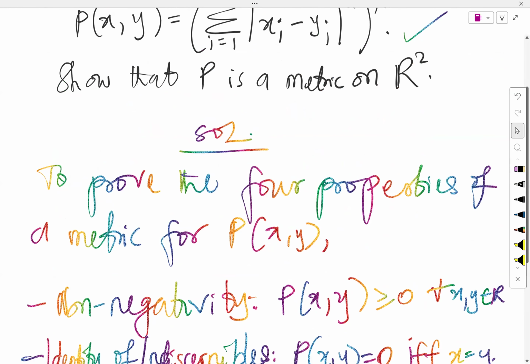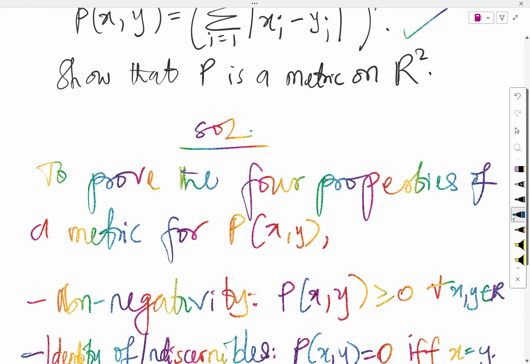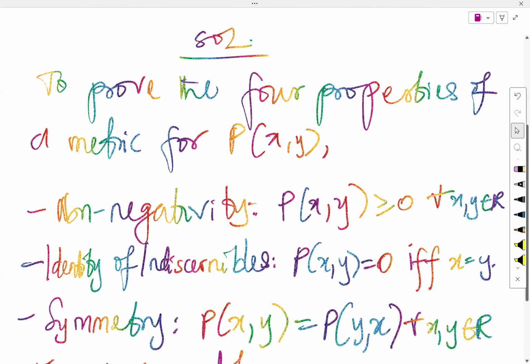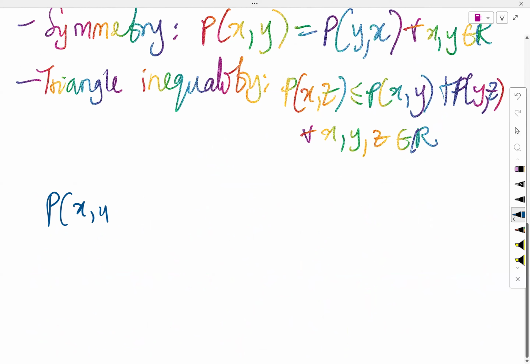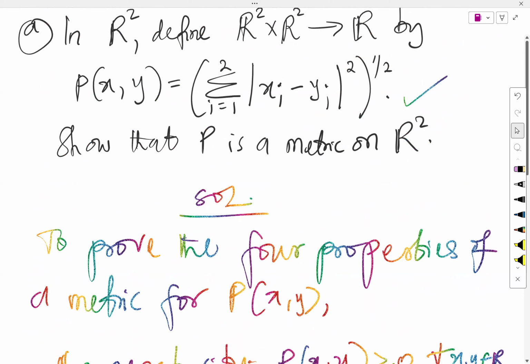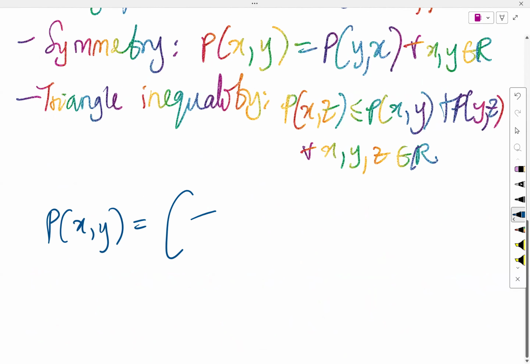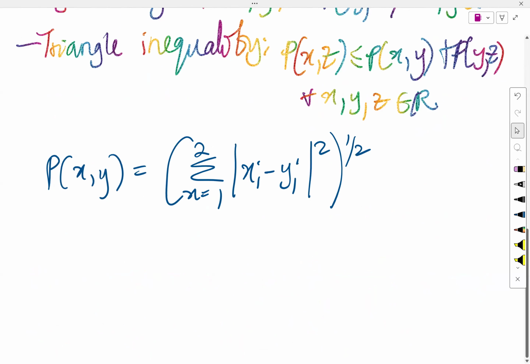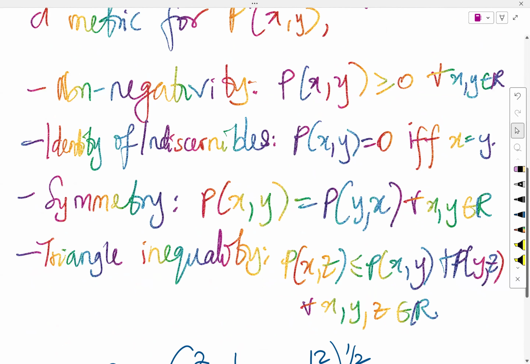So in this case now, we have the expression, which is unique in its own way. And this is it. That P of x comma y is equal to the summation from i equals 1 to 2 of the absolute value of xi minus yi all squared, all of this raised to power half. That's what we have. So let's start with the first one, that is the non-negativity idea.